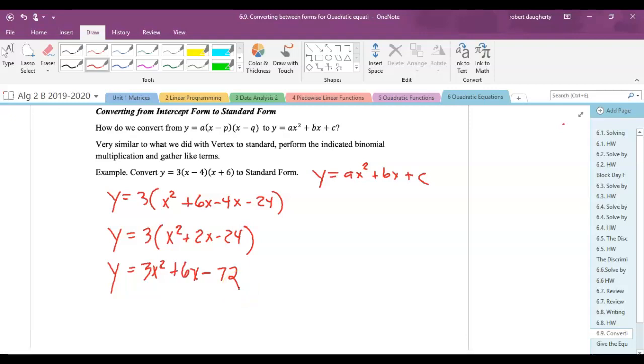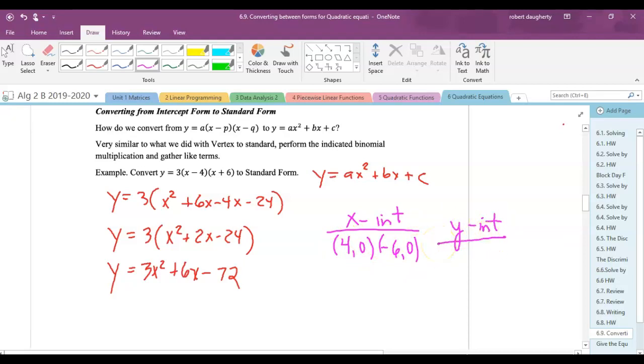Okay, what are the x-intercepts? 4, 0, and what? Okay, what's the y-intercept? 0, negative 72. Okay, notice I never just write 72. It's a point. 0, negative 72.